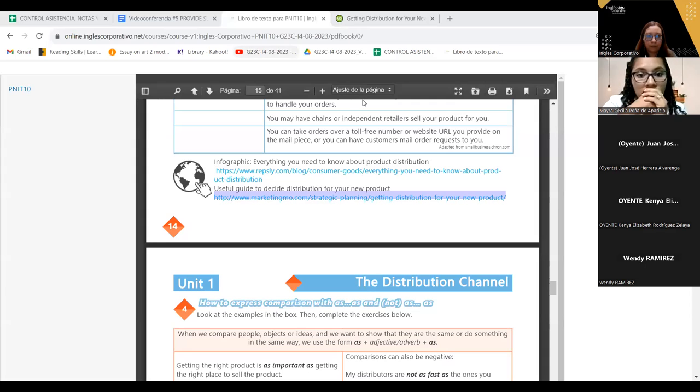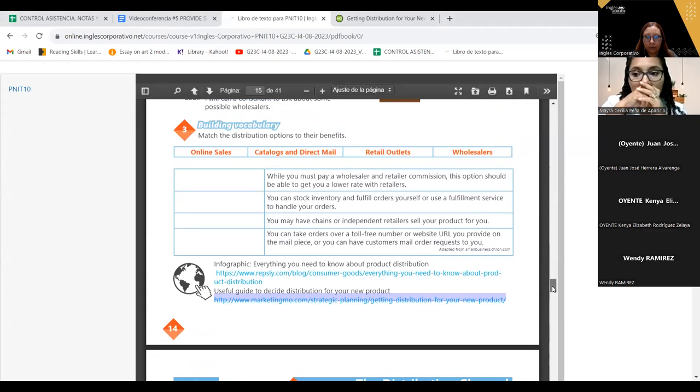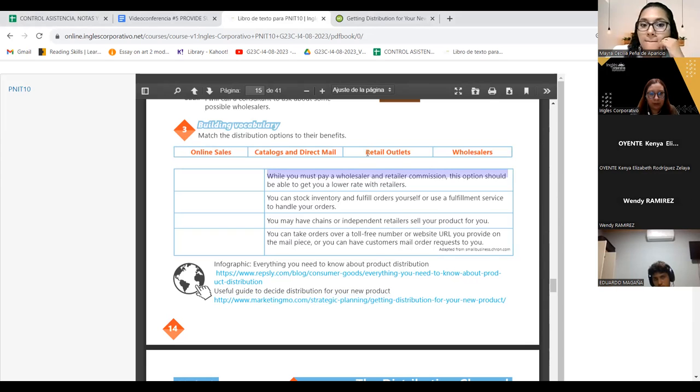And I'm gonna share that screen. And in here, we have this activity, right? Activity number three, building vocabulary. You're going to match the distribution options to the banner, okay? So I'm gonna need four volunteers to read. Each person is going to read one of these, okay? So raise your hand, please, so I can see you, and we're gonna read. We need four volunteers to read. You have to read this, and then we will discuss which one belongs.